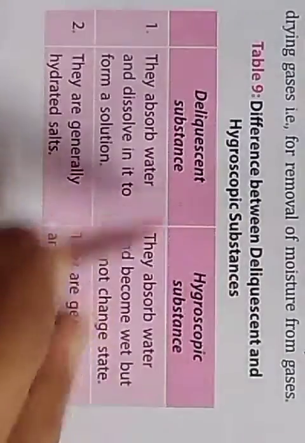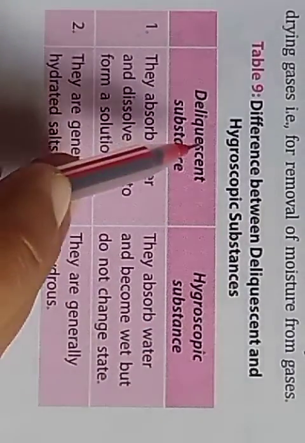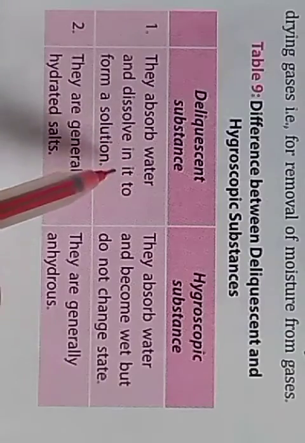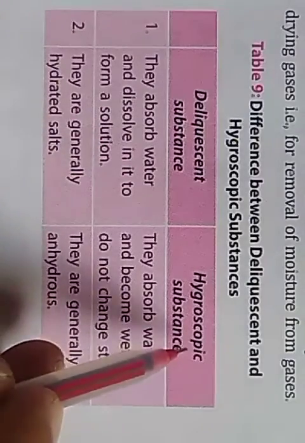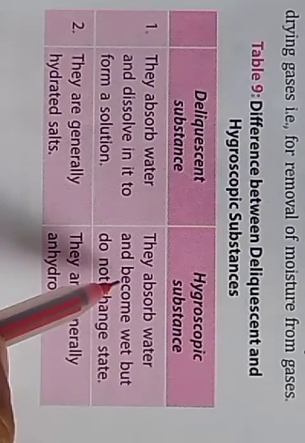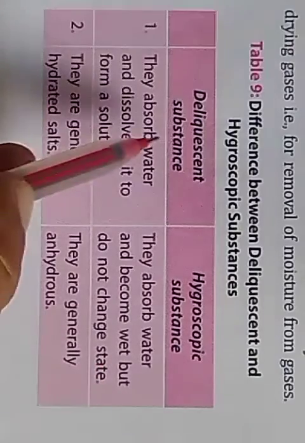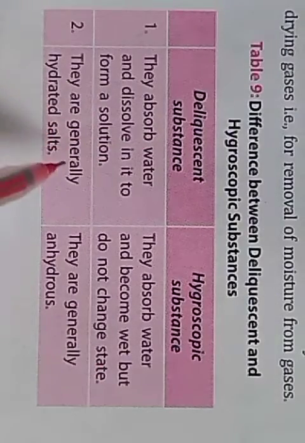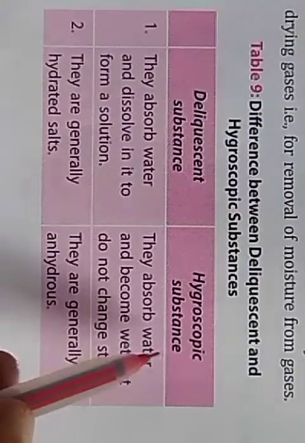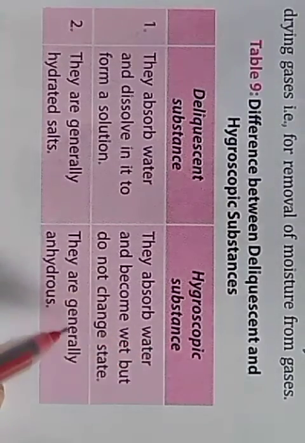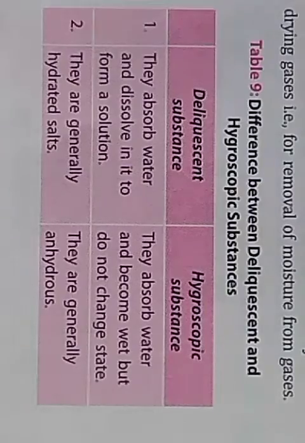So here is the difference between deliquescent substances and hygroscopic substances. Deliquescent substances absorb water and dissolve in it to form a solution, but hygroscopic substances absorb water and become wet but do not change state and do not form a solution. Deliquescent substances are generally hydrated salts, but hygroscopic substances are generally anhydrous substances. So this is all about deliquescent substances and hygroscopic substances. Okay.